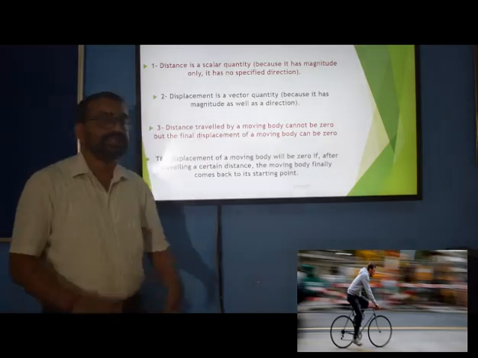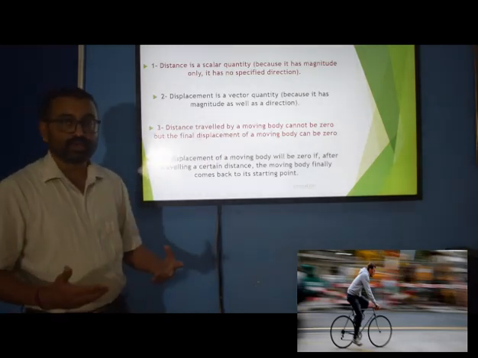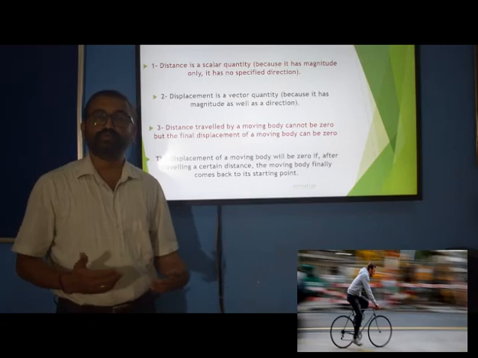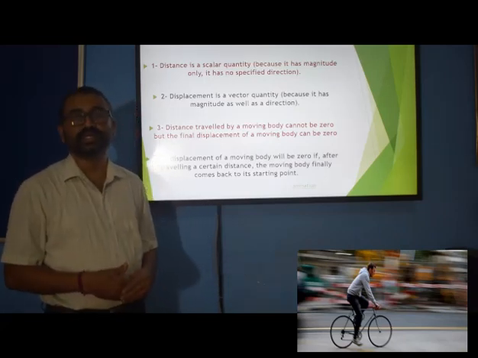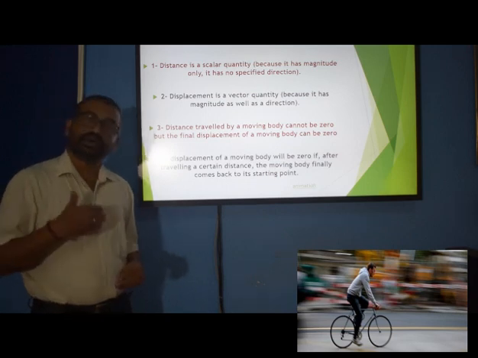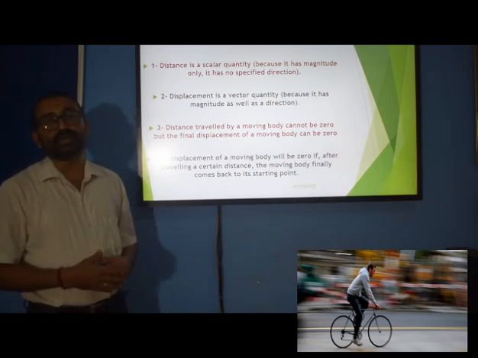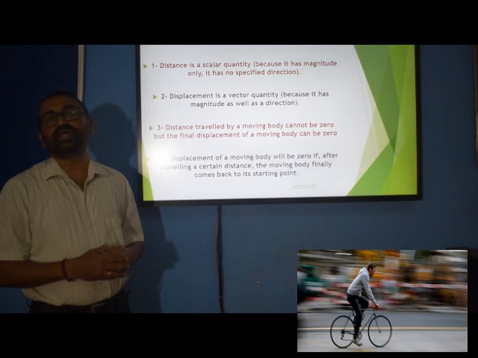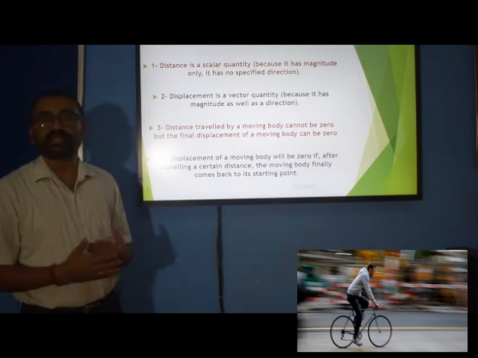Dear learners, imagine that you are going to a shop. From your home to the shop may be around 5 kilometers. You are going to the shop, buying some grocery and coming back. Going to the shop, you cover 5 kilometers. Coming back again, you cover 5 kilometers. So in total you are covering 10 kilometers.